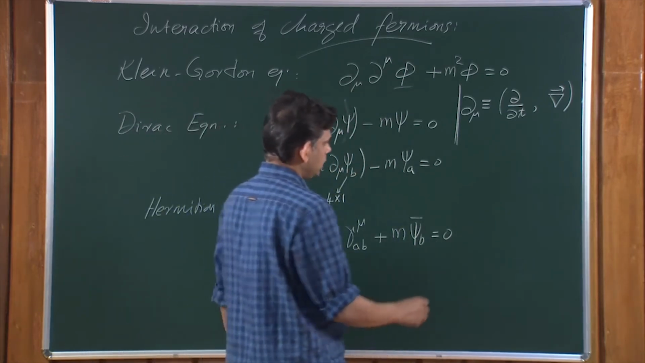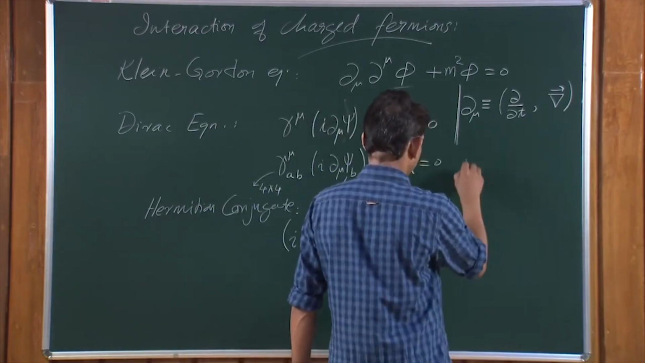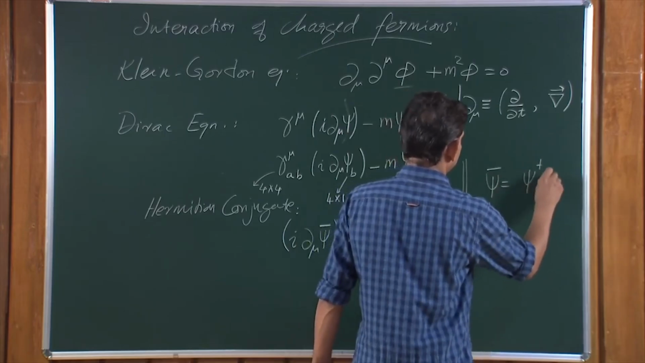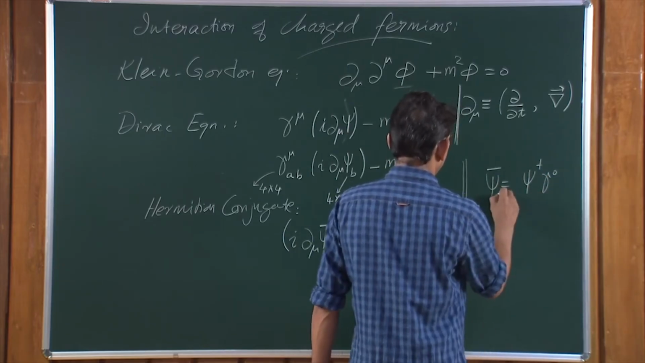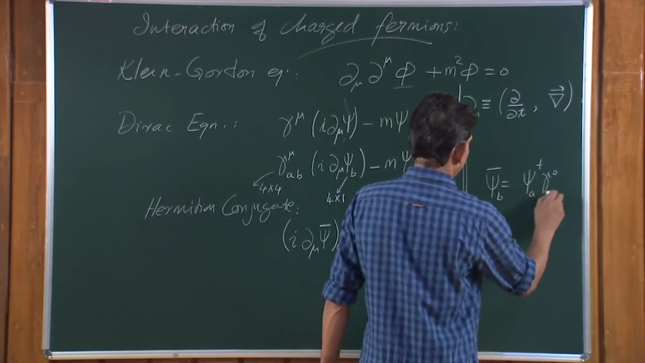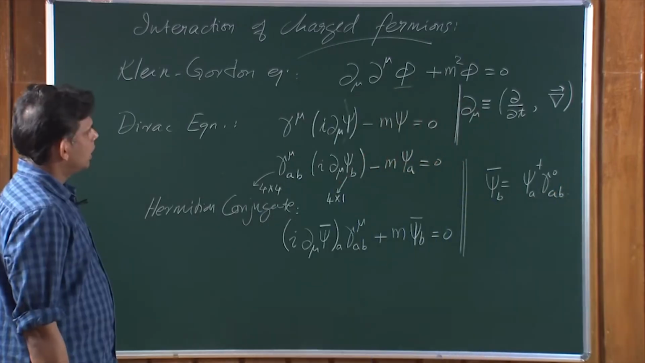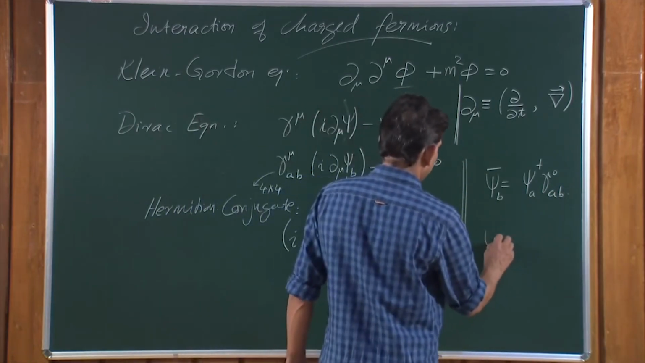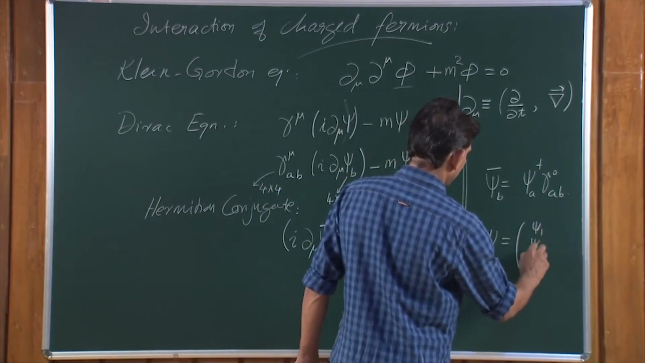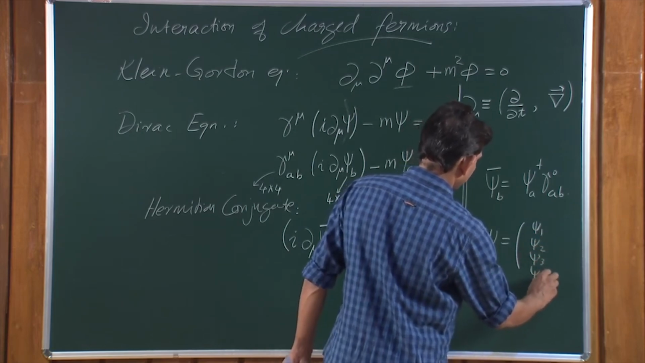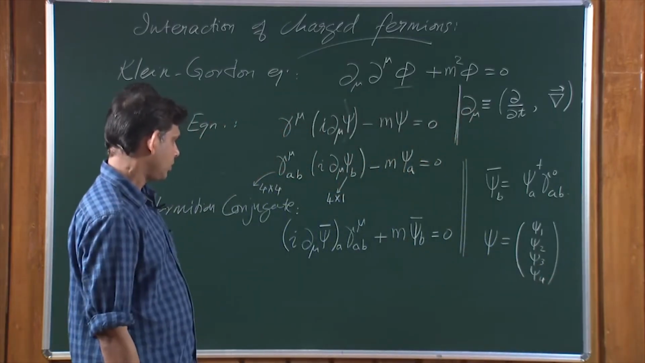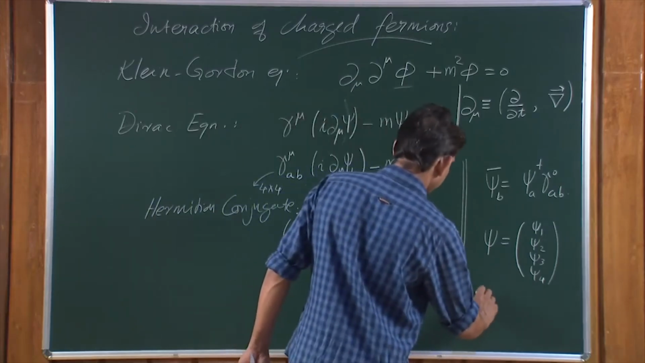So, the psi bar is defined as psi dagger with a gamma 0. Psi itself, as we saw, is a 4 component object: psi 1, psi 2, psi 3, psi 4. So, A and B run over these components.